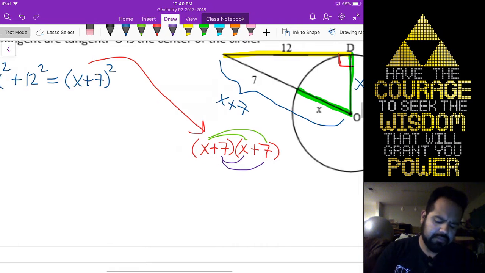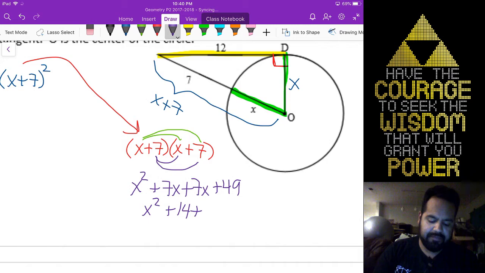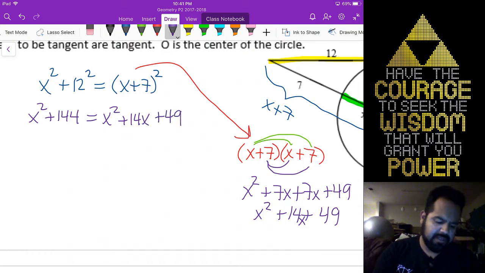And so, without going into too much detail, you get x squared plus 7x plus 7x plus 49, which simplifies to x squared plus 14x plus 49. So x squared plus 144 equals x squared plus 14x plus 49. Clean that up.